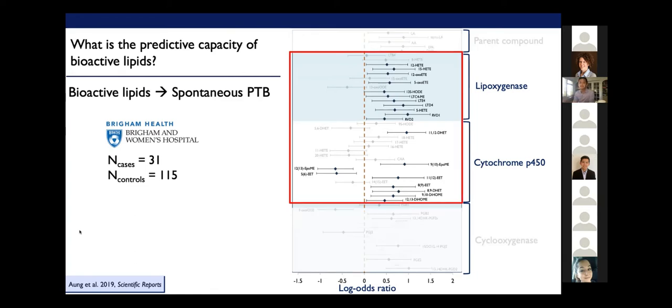Another interesting part of this study was that we split our data set into training and testing data sets to evaluate the predictive capacity of these biomarkers. We leveraged both linear approaches such as elastic net, which I'll explain in more detail later, and also machine learning approaches such as random forests. We determined that among all of the different bioactive lipids, the lipoxygenase metabolites and the cytochrome P450 metabolites yielded the greatest prediction accuracy in classifying spontaneous preterm birth compared to the other biomarkers.